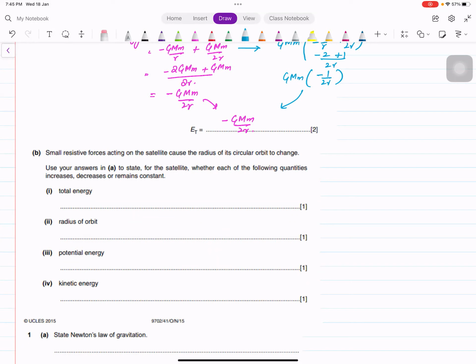So first of all, it says, what happens to the total energy? Now, I just want to tell you that if there are resistive forces on the satellite, then energy needs to do some work to overcome them, which means some of the overall energy is going to be dissipated. So overall total energy is going to decrease. Do you guys understand this?